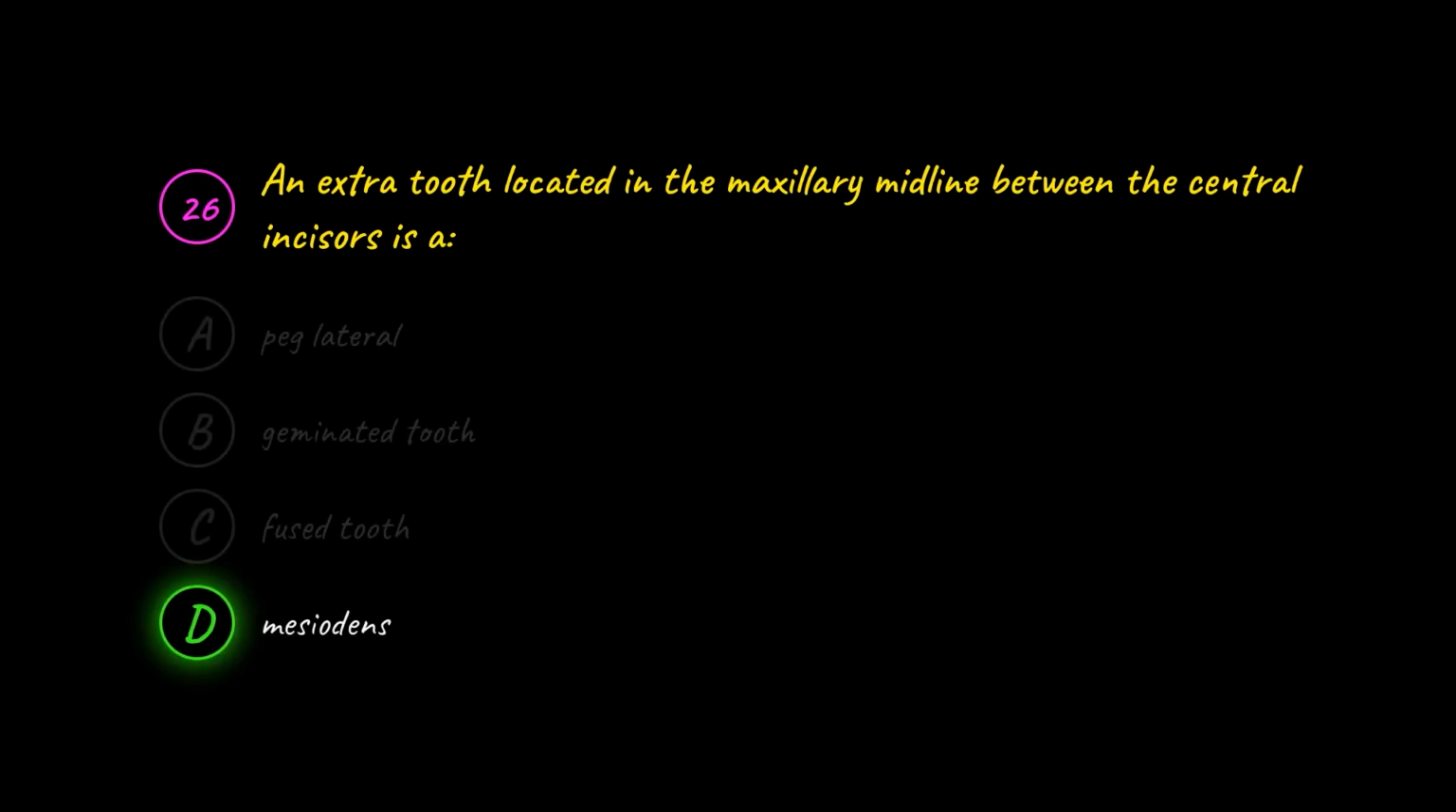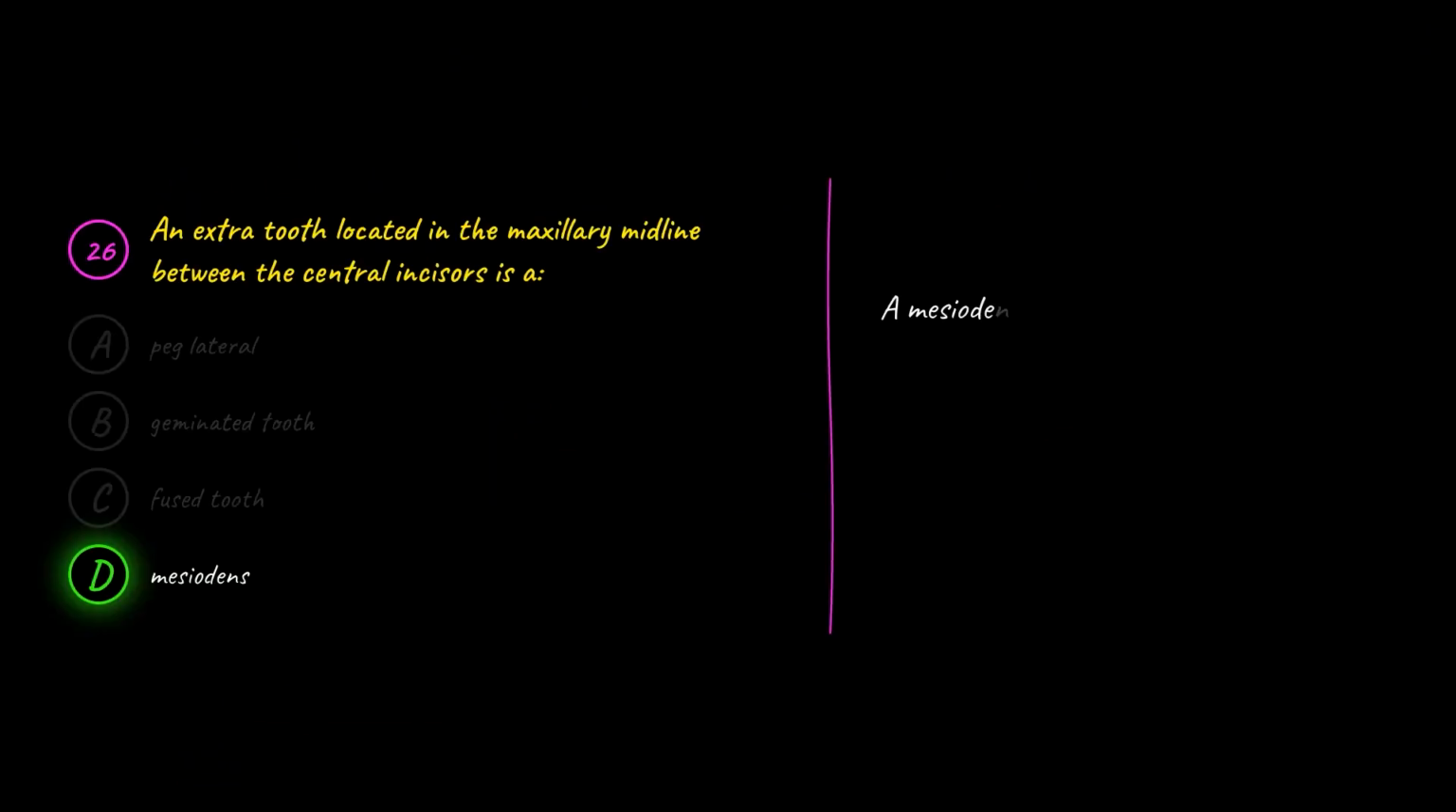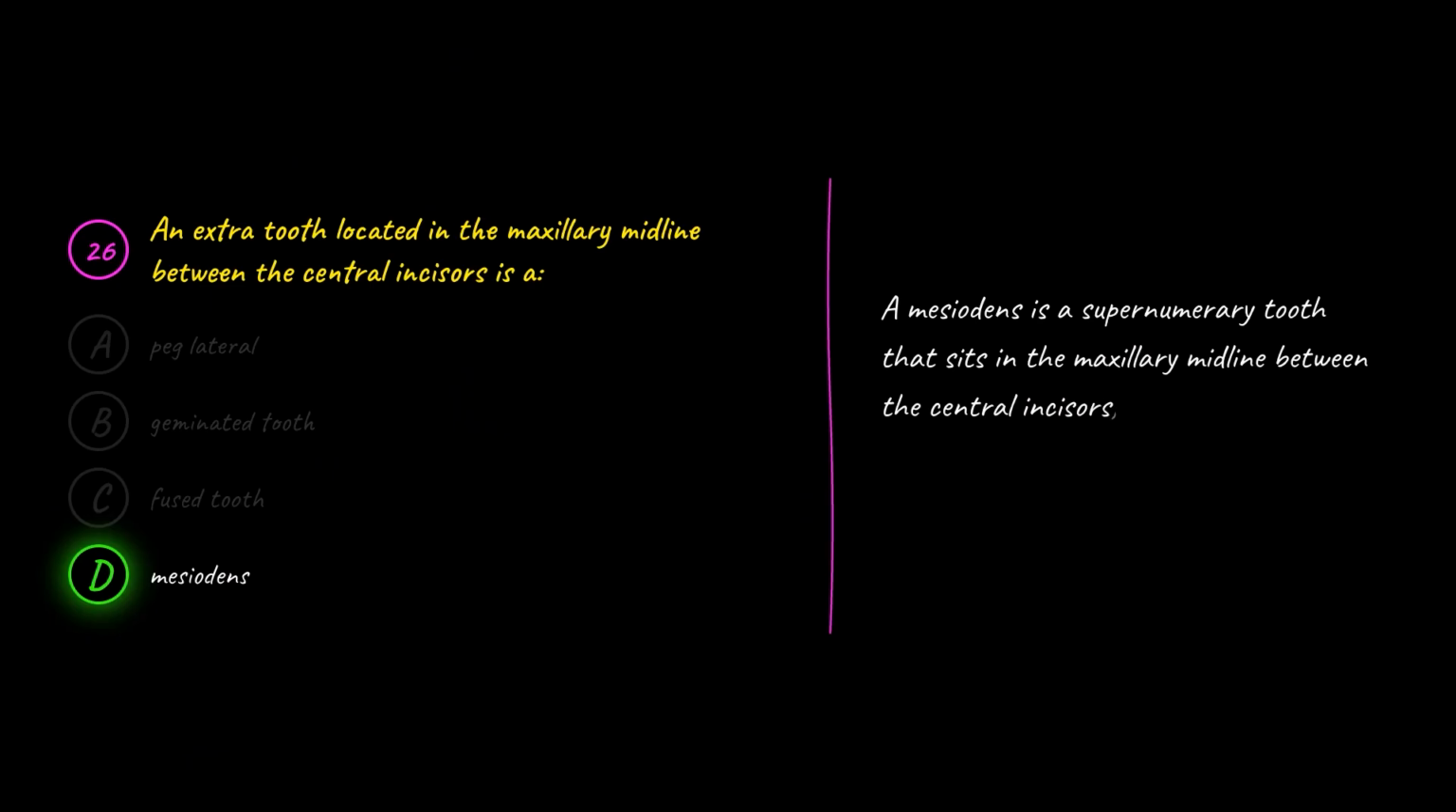The correct answer is D. Mesiodens. D is correct because a mesiodens is a supernumerary tooth that sits in the maxillary midline between the central incisors, often blocking or deflecting their eruption, and is the most common extra tooth.